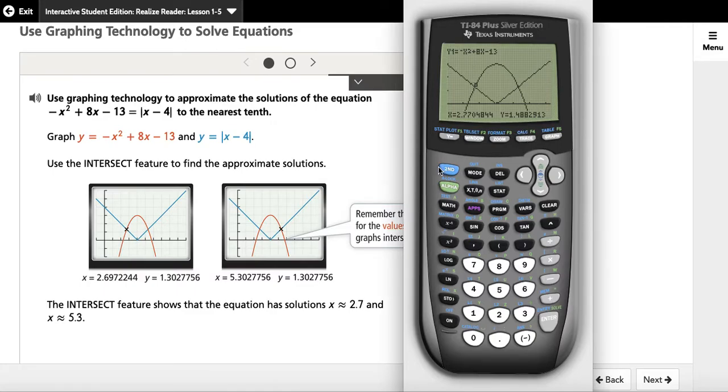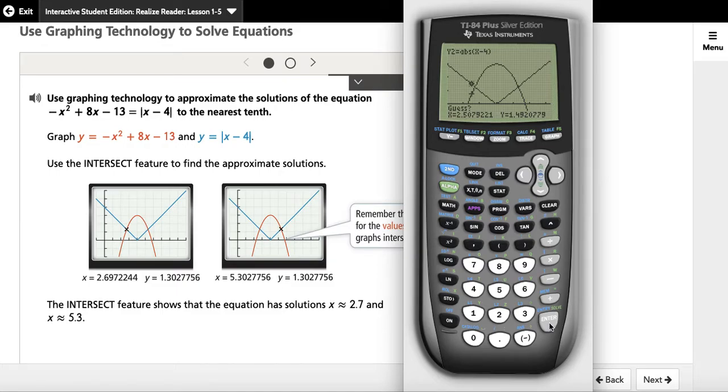Second, calculate, then intersect, that's choice 5. It wants you to pick the two equations. I'm going to pick the quadratic right there. You can see it's y1, so it's on the quadratic. Enter. Sometimes you might have 3 equations, but here I only have 2, so it starts with y1 and then goes to y2. Those are the two that I want it to intersect. Now it's asking me to guess.